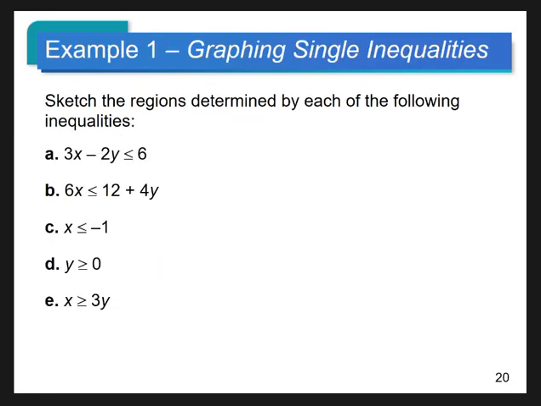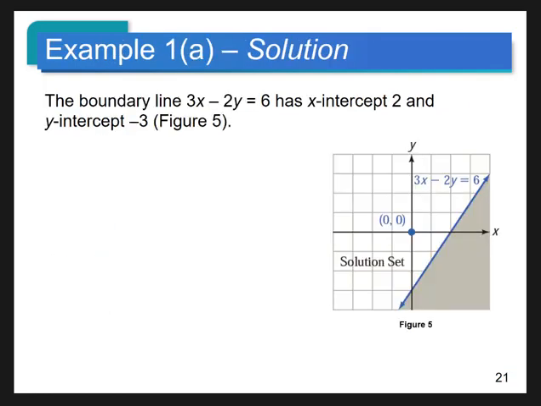So for each of these examples, sketch the regions that are defined by each of those inequalities. So A, 3x minus 2y is less than or equal to 6. So 6 divided by 3 is a positive 2. 6 divided by negative 2 is a negative 3. There are my intercepts. The line goes through those points.